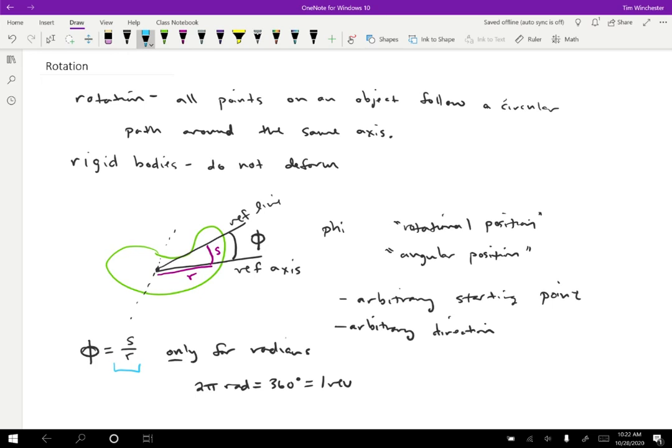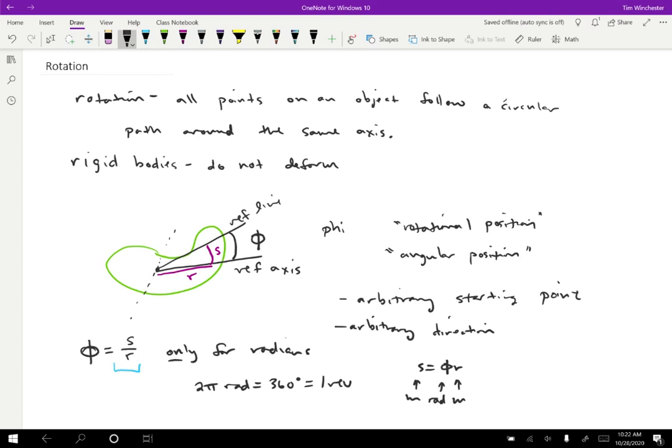Okay, so for instance, if you rearrange this, then you might have S equals phi times R, where S would be in meters, R would be in meters, and phi would be in radians. So you might be disturbed that the units don't work out quite right, but again, just remember that radians are a ratio, and so we don't need to cancel those.